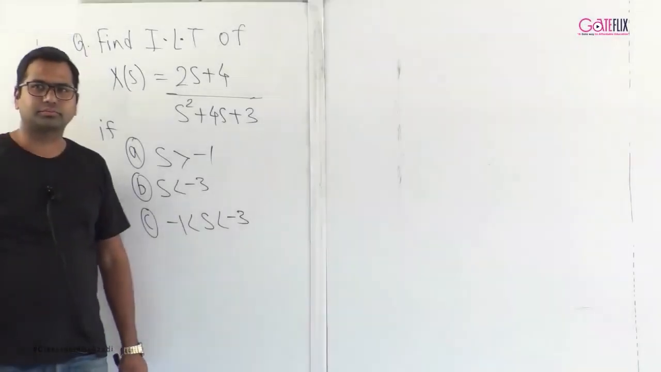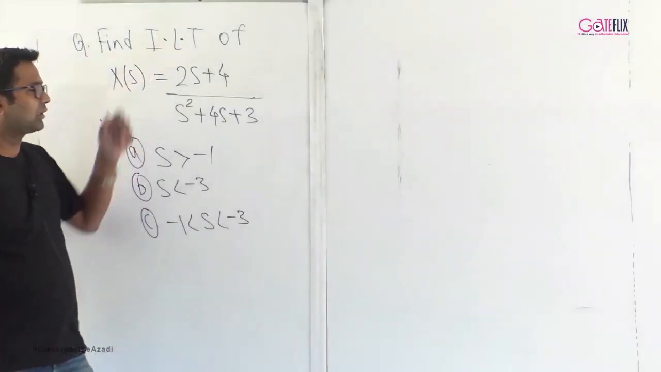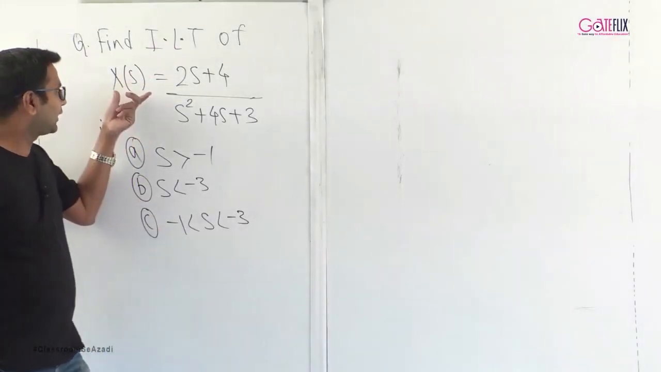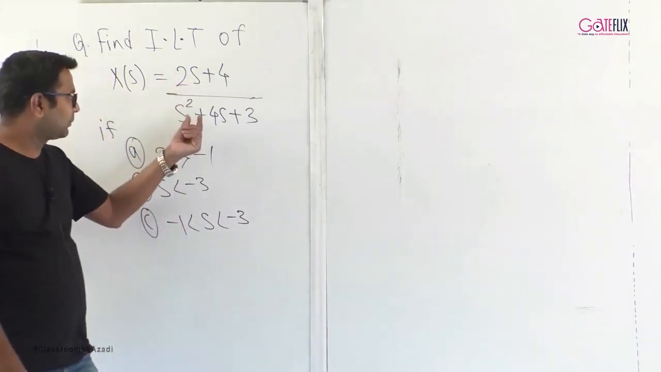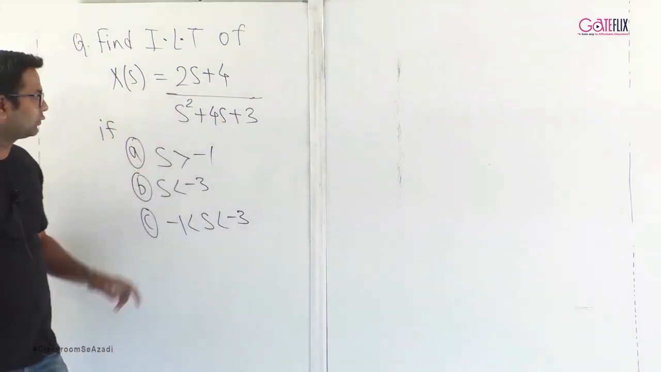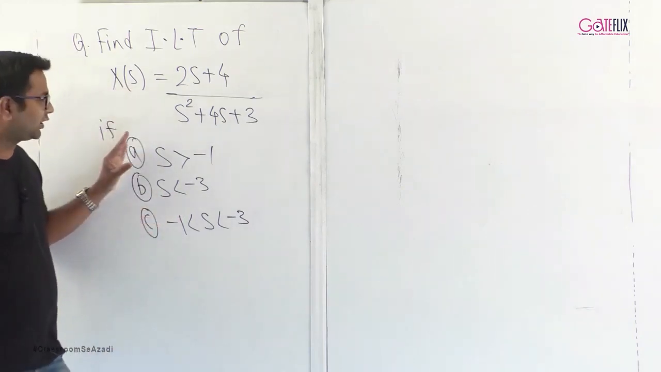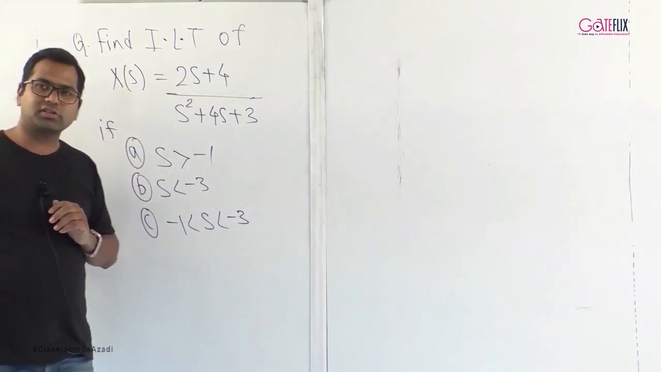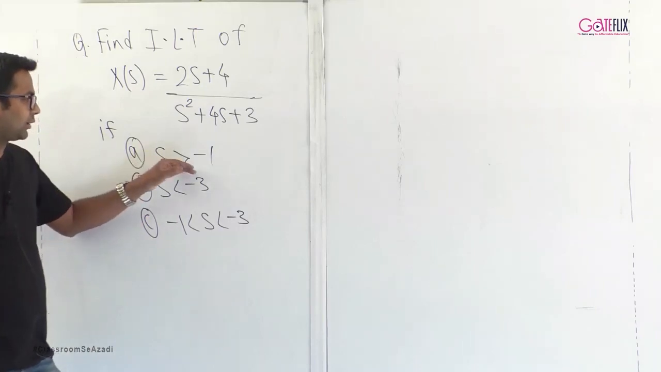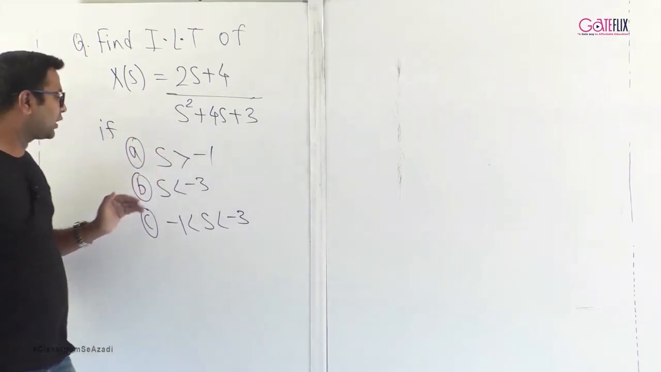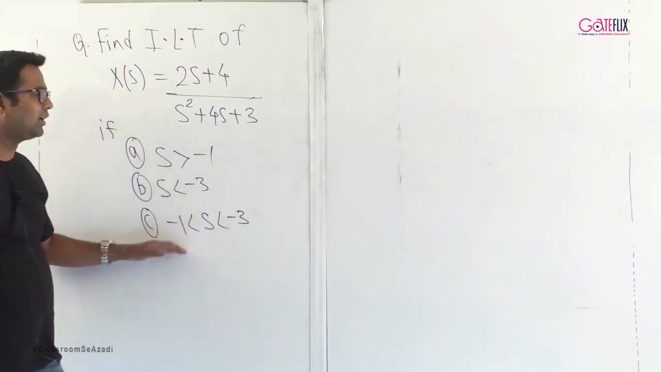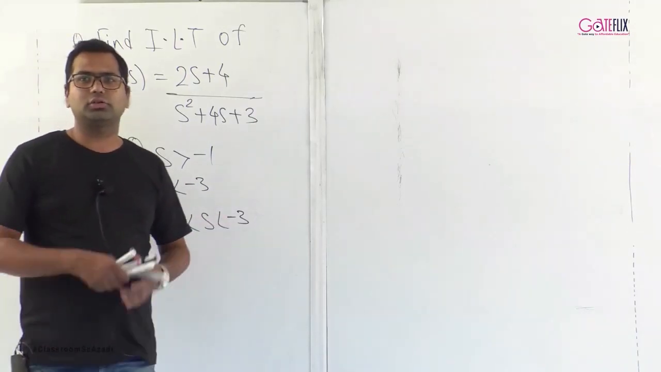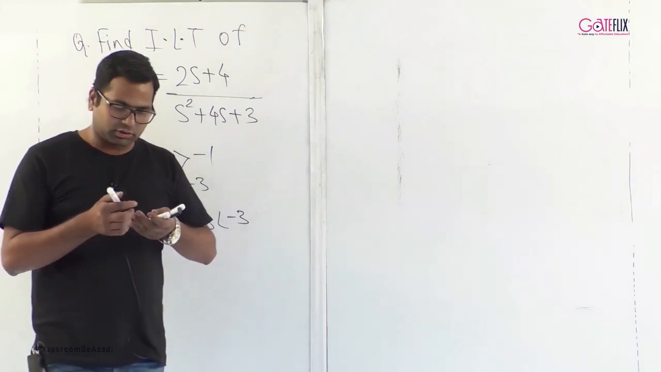In the next question, we have to find the inverse Laplace transform for the function capital X of s equal to 2s plus 4 divided by s square plus 4s plus 3. And we have to solve this question for 3 conditions of ROC. In the first case, ROC is s greater than minus 1. In the second case, ROC is s less than minus 3. And in the third case, the ROC is between minus 1 and minus 3. How do we solve the inverse Laplace transform of such a question?